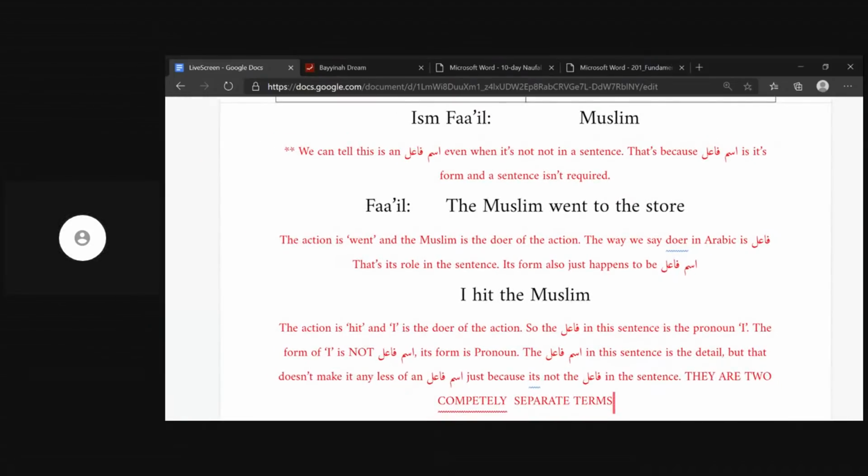I just did explain it. When you find the verb, if you're looking at a sentence, whoever the doer of that verb is, that's the fa'il in the sentence. That has no bearing. That doesn't tell you anything about its form, though.